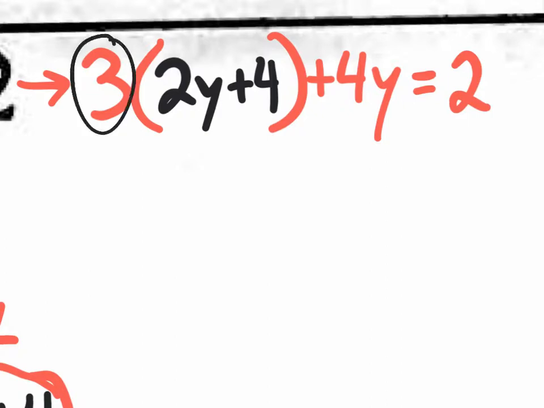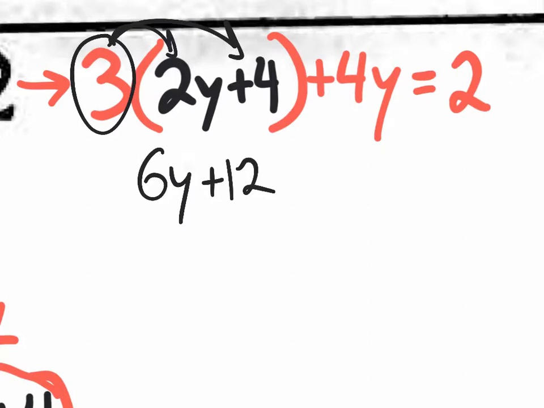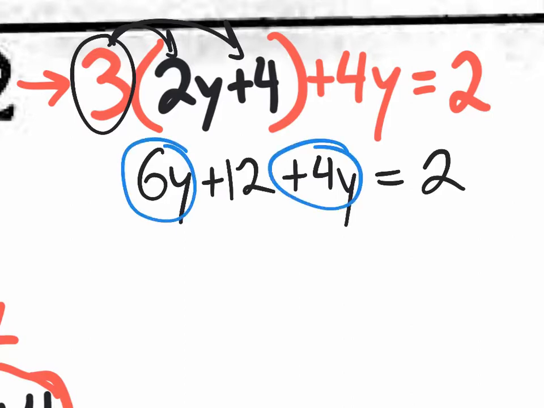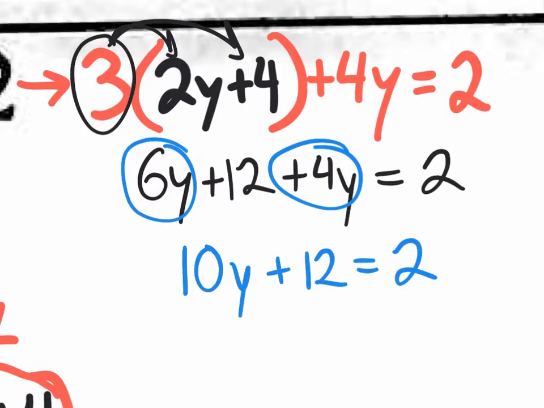So distributing 3 times 2y, that's 6y. 3 times 4, that is 12. And bring down the plus 4y, bring down the equal, bring down the 2. After that, let's combine like terms. The 6y and the 4y is 10y. Bring down the plus 12, the equal sign, and the 2. Let's continue solving here. What do I do next? Subtract 12. Subtract 12.